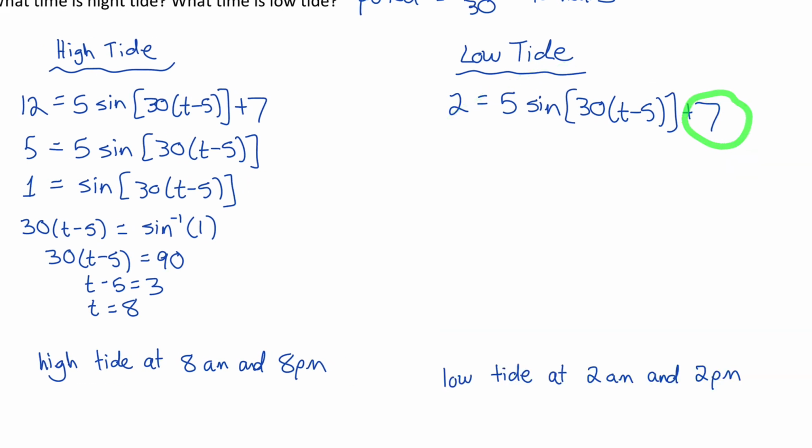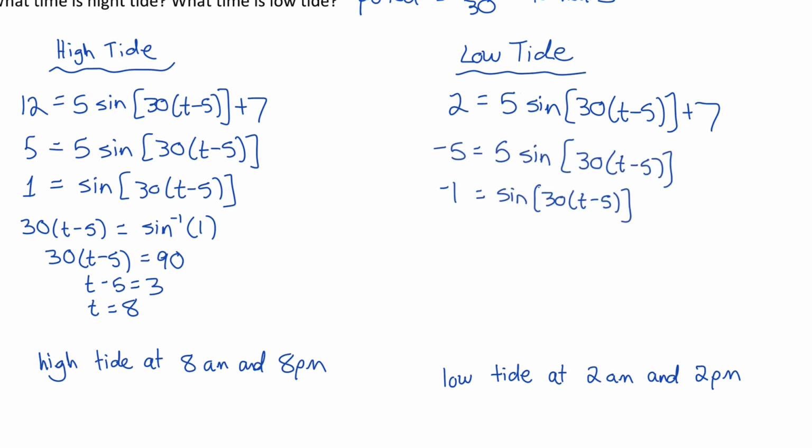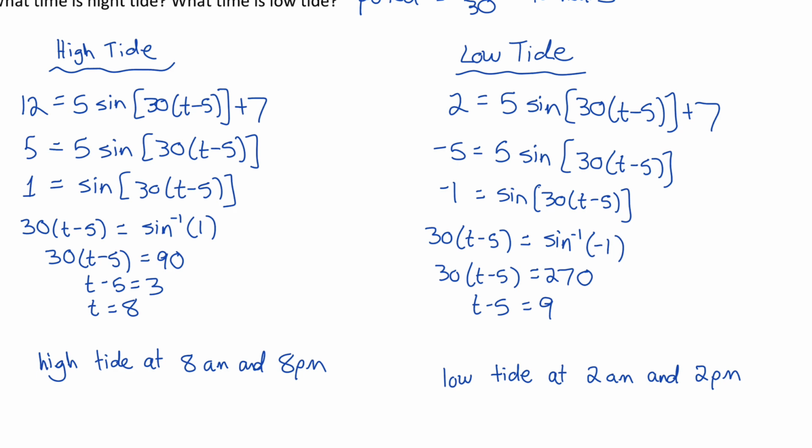Subtract the 7, and then divide the 5. And then based on the unit circle, I know that sine of 270 is equal to -1, so I would want this angle to be 270. Or you could just set the angle equal to the inverse sine of this ratio of -1. Divide the 30 to the other side, and then add the 5 to the other side. And we actually get 14 hours after midnight, which is 2 p.m. So we actually got the second answer first, but that's fine. We could just subtract the period to get the first answer of 2 a.m.